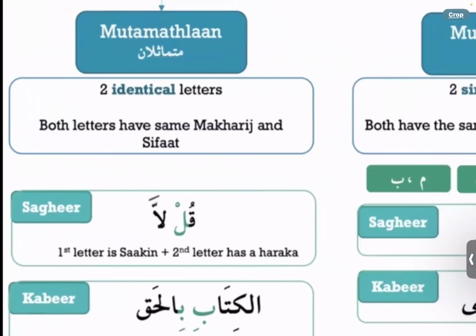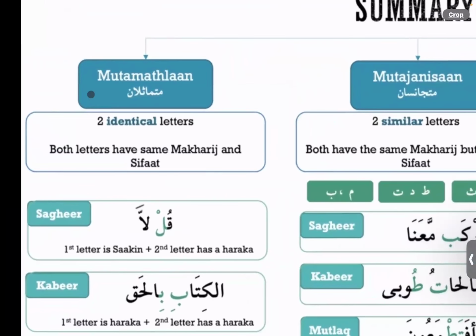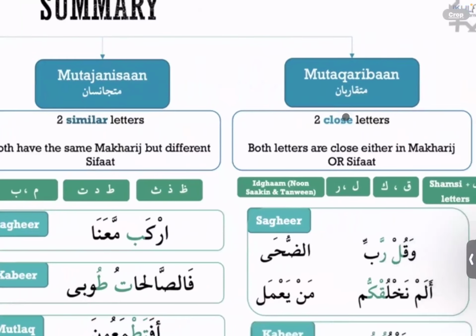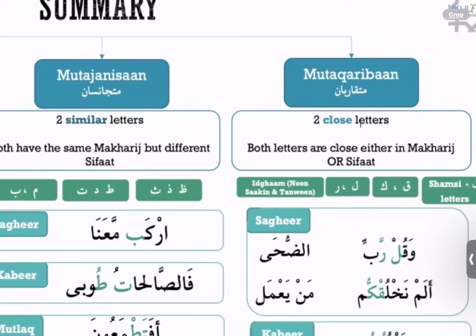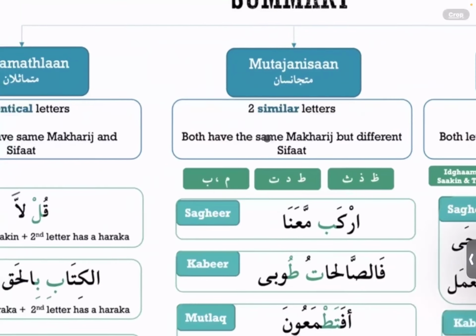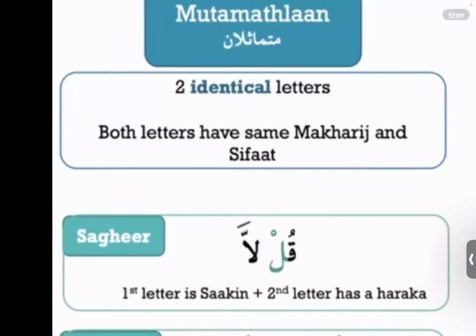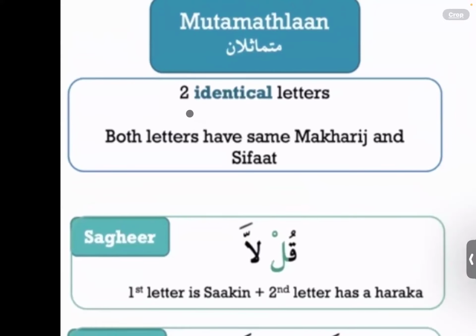So we have three types. Mutamathilan, that's two identical letters. Mutajanisan, two similar letters. Mutaqariban, two close letters. What are these rulings? So two identical letters, mutamathilan, that's when both letters have the same makhraj, the same point of articulation, and the same sifat, the same characteristics or attributes.